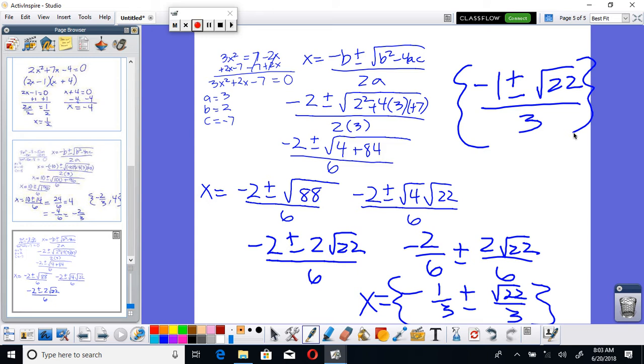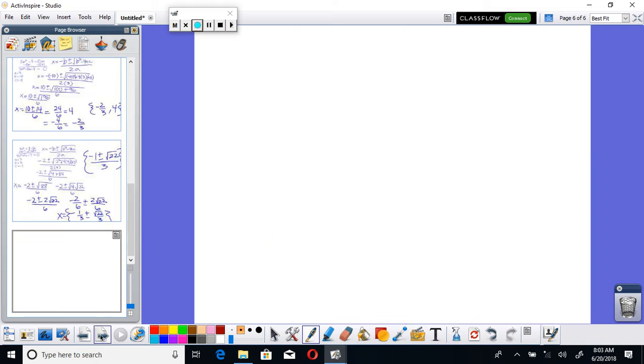Okay, one last thing. In the problems near the end of the section, they're going to actually ask you for what this is in decimal form. And as I was saying all this time, it's better to leave it as a fraction because the numbers are nice. But when you get to that point where they're asking you for the approximation of what this is, you actually have to calculate that. So for example, here, wait, let me write this on another page. Negative 1 plus or minus radical 22 over 3.